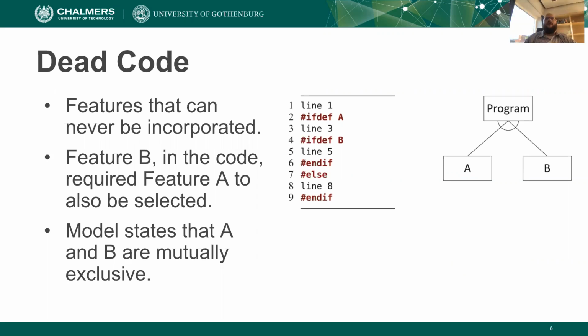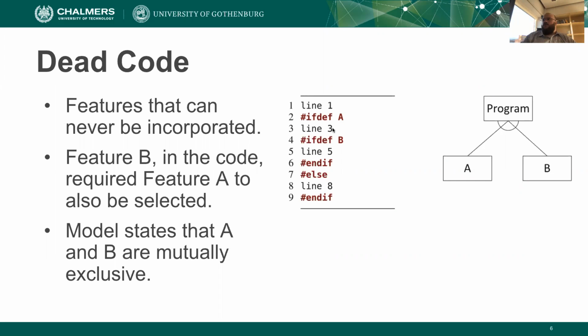If we look at the model and the corresponding code here in this slide, we have a program with two real features, features A and B. Now this is an open fan, which means that we're going to choose exactly one of these at any given time.